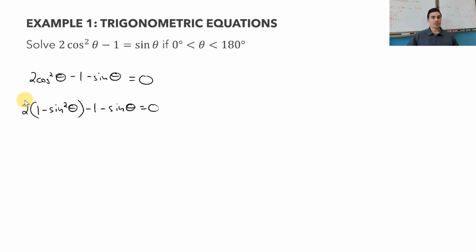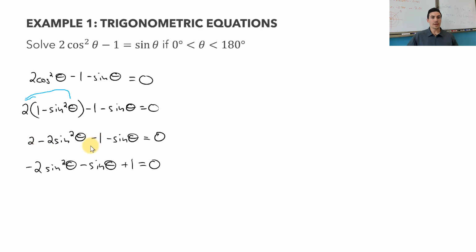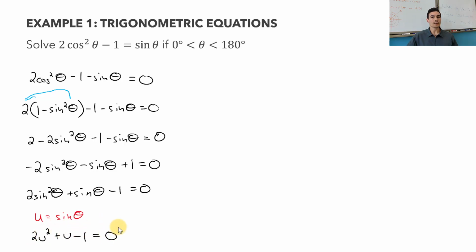Now when I do that, I can distribute this 2 here and here. So I'll have 2 minus 2 sine squared theta minus 1 minus sine theta. Now I'll go ahead and combine what I can, which is just going to be this positive 2 and negative 1. So now I have negative 2 sine squared theta minus sine theta plus 1. Then I can factor out a negative 1. And now I'm going to use a little bit of substitution here. I'm going to say u is equal to sine theta, and I'm going to rewrite this as 2u squared plus u minus 1 is equal to 0.